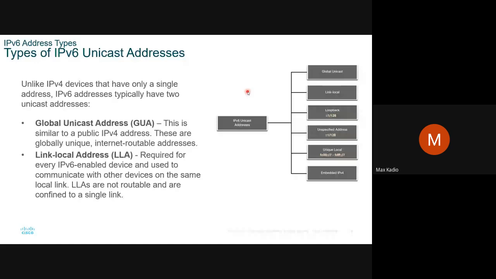Let me check. So if you have the unicast, inside we have 6 types, but the most used are the first ones. Global unicast always starts with 2000 or 2001, and you have link local. So have a look at this one, and I'll continue.